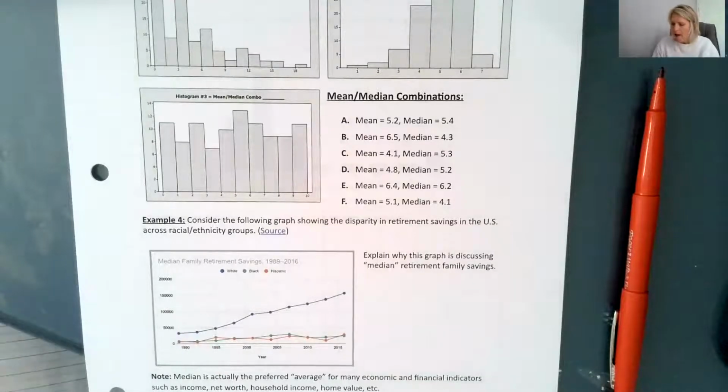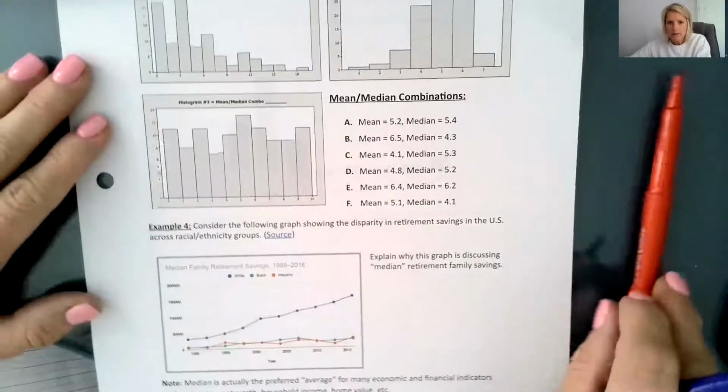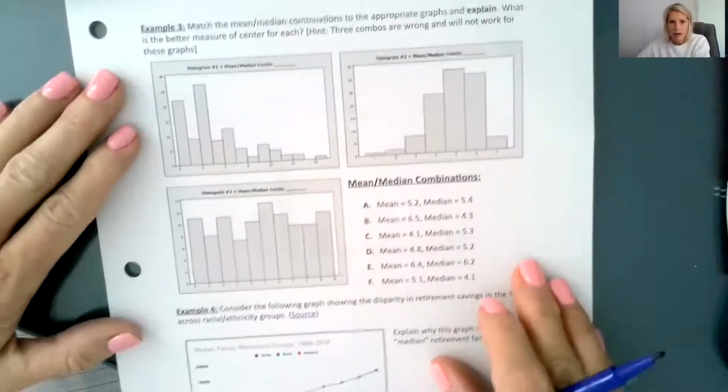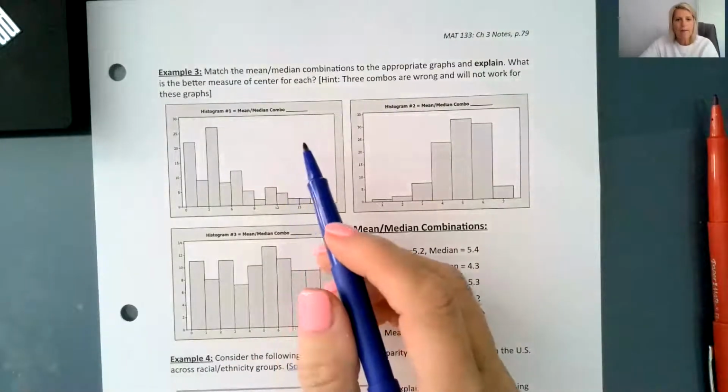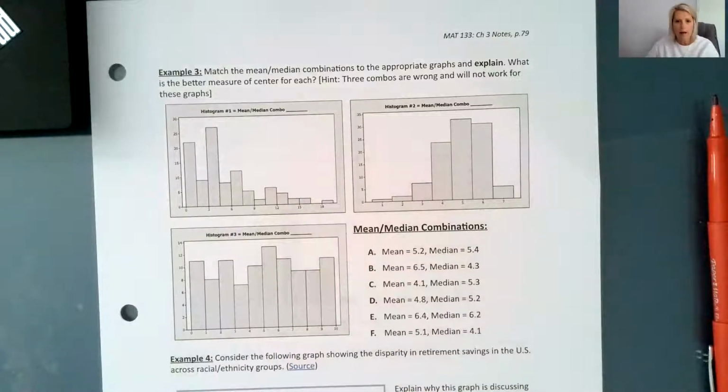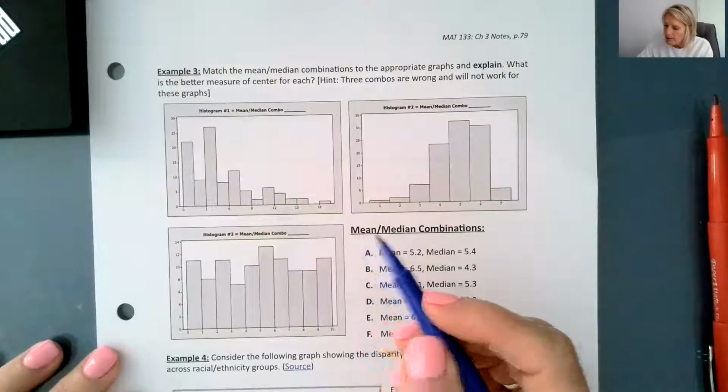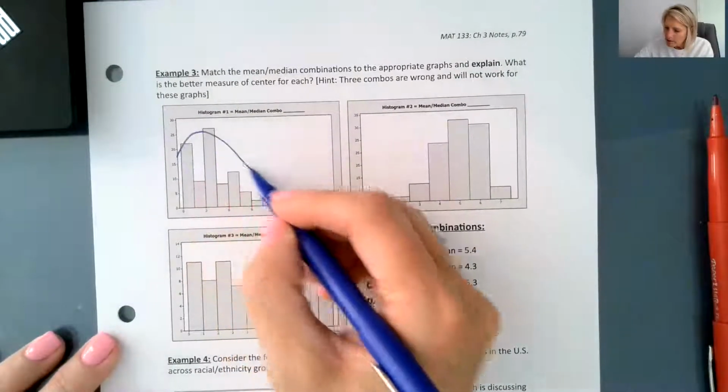So let's take a look at our example here on page 79. We were given 3 histograms. It says match the mean and median combinations to the appropriate graphs and explain. Okay. So just looking at the pictures, let's just look at the shape here.